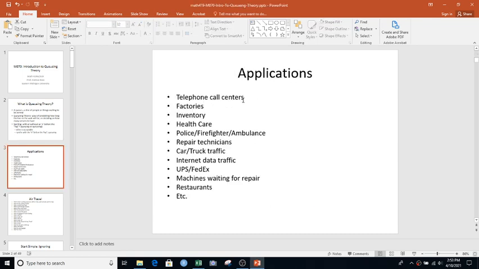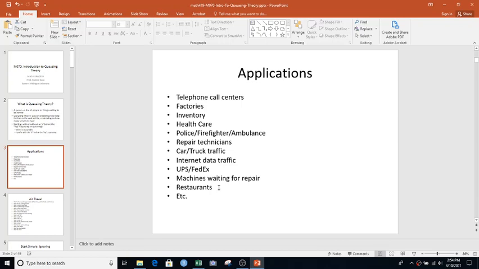Well, here's my list. Telephone call centers, factories where parts are moving around and waiting to get processed, inventory in a warehouse, healthcare, waiting to get an appointment, waiting once you're at the doctor's office for the people ahead of you to be done. Anything with public safety, like firefighters or ambulances, hopefully you don't have to wait too long. Repair technicians coming around to fix things, car and truck traffic on the freeways, internet data traffic, UPS and FedEx waiting for your packages to get here, machines waiting for repair, queuing happens in restaurants, so all kinds of fun stuff.